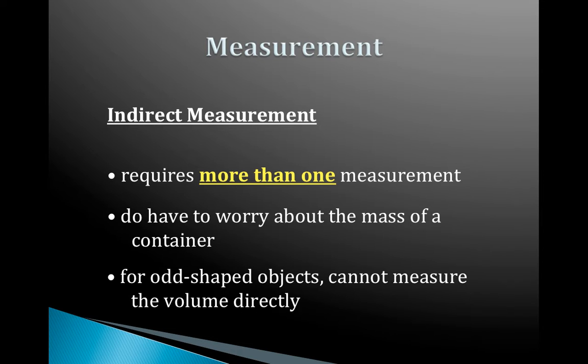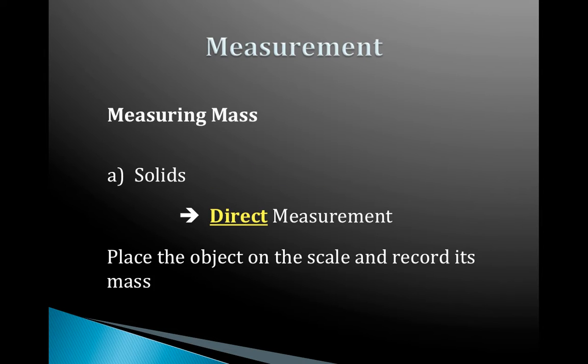Indirect measurement is more complicated. It requires more than one measurement. It may mean we have to worry about the mass of the container. It may mean for an odd-shaped object where we can't measure its volume directly, we'll have to do it in a series of steps. So let's look at measuring mass for solids, direct measurement.